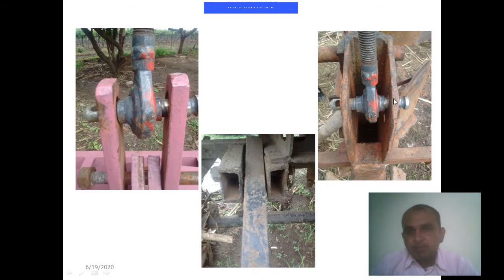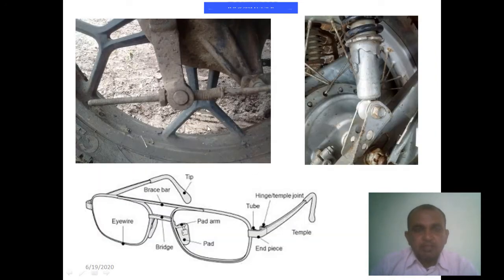Here the fork is again different, the cross section of the fork is different, the eye is different, and the pin is present. Then in this case, again the fork is like a channel, and between that the pin is present. So these are the popular applications present in automobiles.